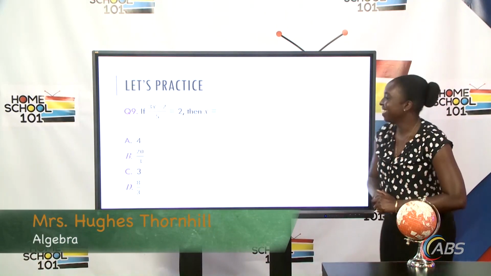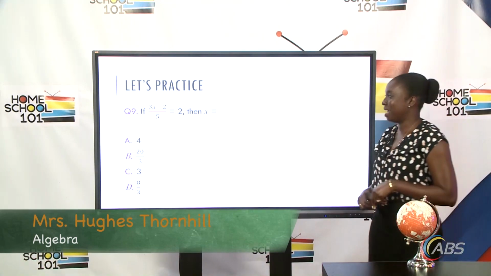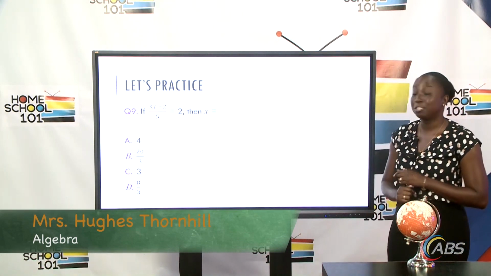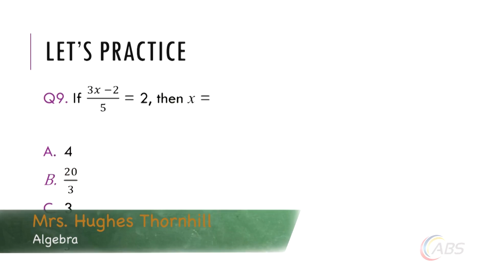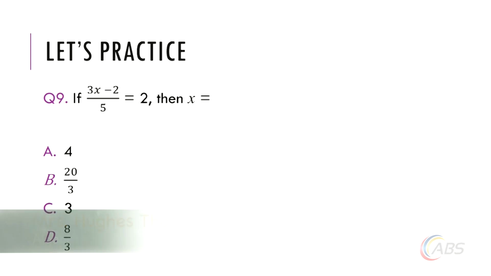Question 9. If 3x minus 2 divided by 5 is equal to 2, then x is equal to what? If 3x minus 2 all divided by 5 is equal to 2, then x is equal to what? So here again we can call this a simple equation, however there's a fractional part, and so we're going to get rid of that denominator to make it look a lot nicer, okay? So you have 3x minus 2 all divided by 5 is equal to 2.